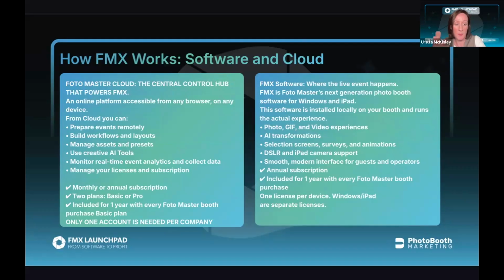You have 2 plans, either basic or pro, and you get it with one year. Correct me if I'm wrong here, Boaz, but it's 1 year with every Foto Master purchase. You get a basic plan. Only one cloud account is needed per company. So it doesn't matter how many products you have, you need one cloud subscription to manage everything. Then the FMX software is where your live events actually happen.